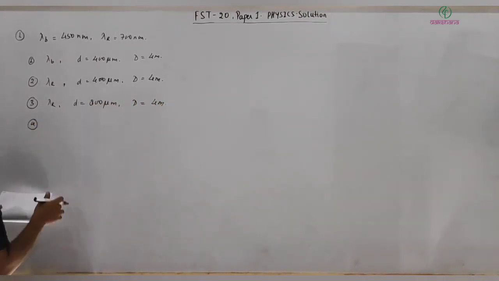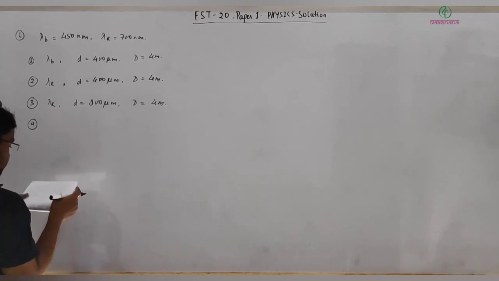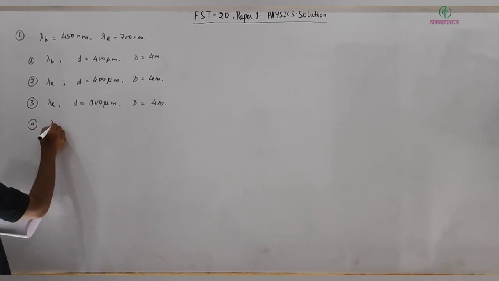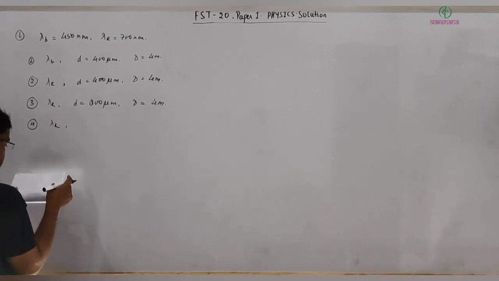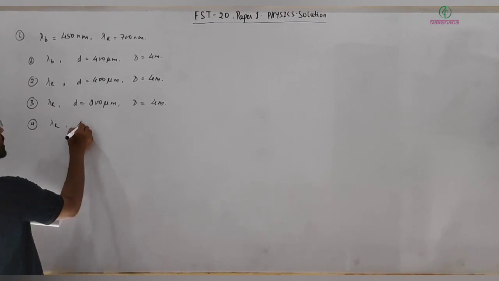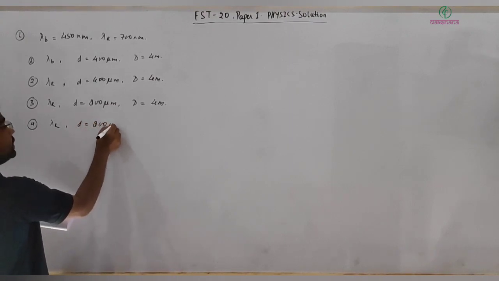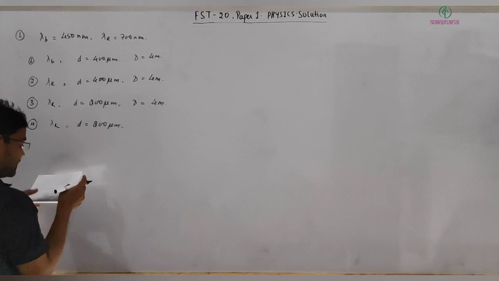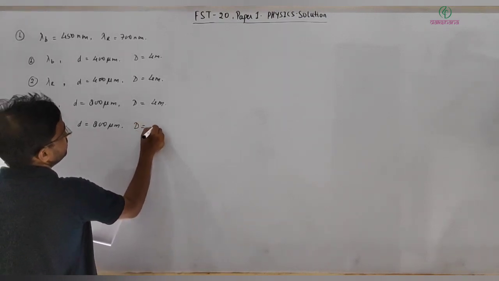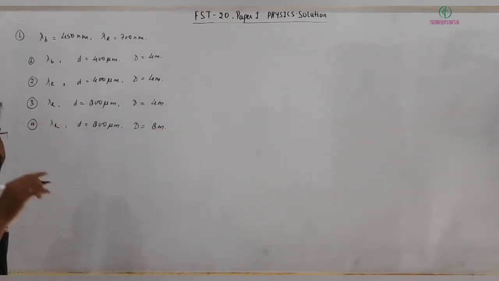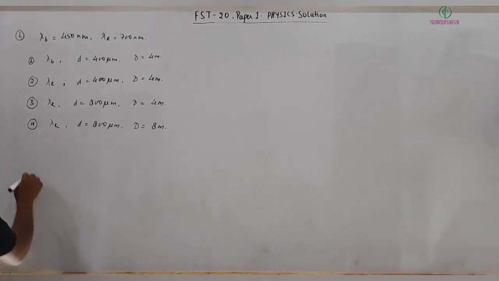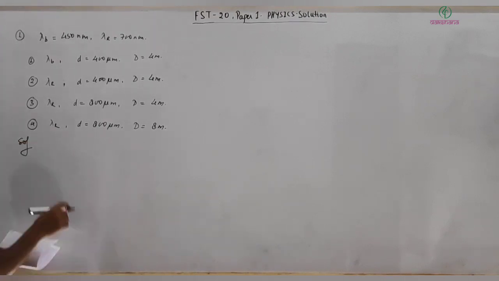The fourth trial is performed with red light, also with slits 800 micrometer apart and the screen at 8 meters, so capital D is 8 meters. So these are the 4 setups given, and now let's talk about what it is asking.